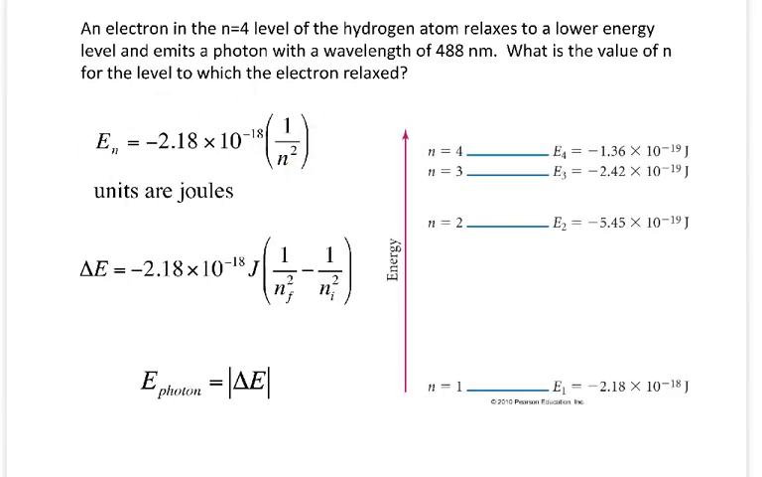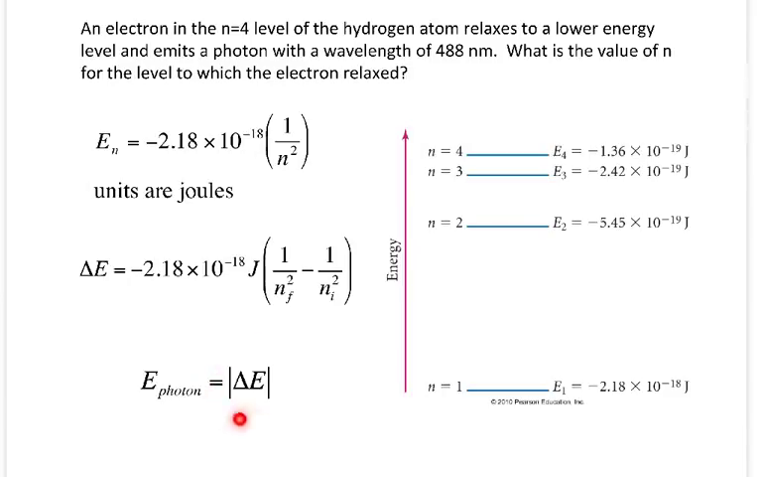So the equation that we have for the energy of these different orbitals is given here, where the energy only depends on the principal quantum number, n. If I'm looking at changes in energy, then I'm going from one n value to another n value. So I would use this equation for calculating the change in energy when an electron moves from one energy level to another energy level. And the energy of the photon has to be equal to the change in energy.